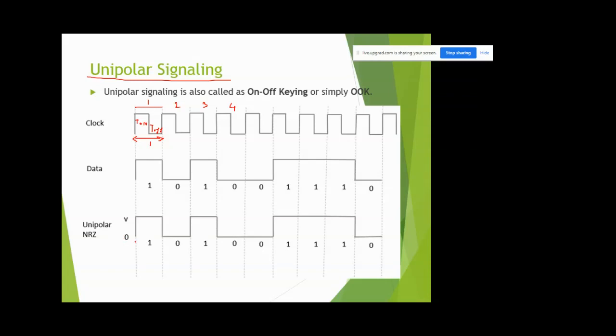Now this is the 0 voltage and this is a plus V voltage. So unipolar NRZ means what? Here we have unipolar signaling. In unipolar signaling, the first type is unipolar NRZ. In unipolar there are two types, unipolar NRZ and unipolar RZ. NRZ means non-return to zero.